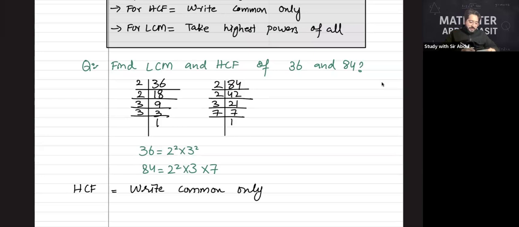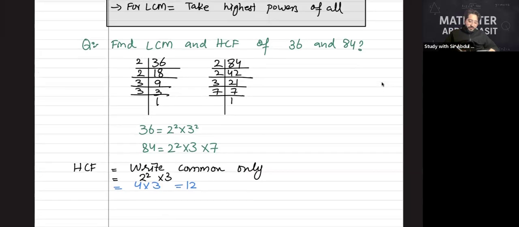Okay, let's see. Guys, can I say that 2 square is common in both of them? Yes, 2 square is common in both of them. Can I say that 3 is common in both of them, because 36 has 3 square, but 84 has 3 only? Yes. So 7 is not common in both of them. So 2 square times 3 is my answer. 2 square is 4 and 4 threes are 12. So the HCF, the highest common factor of 36 and 84, is 12. 12 is the highest number that can divide 36 and 84 completely. Remember that. Is this clear?